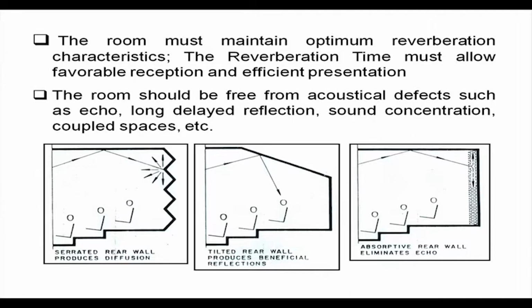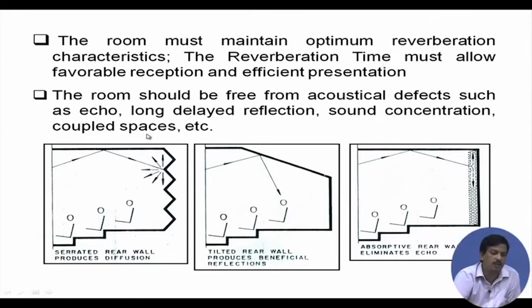Okay. Then the room should be free from acoustical defects such as echo, long delay reflection, sound concentration and coupled space. What is the meaning? When I get an echo, if the delay between the direct sound and the reverberant sound is very high, then there is a possibility that I hear an echo. So, suppose my room has a long distance, a long end room, if the end reflection comes to me, then I may hear it as an echo.